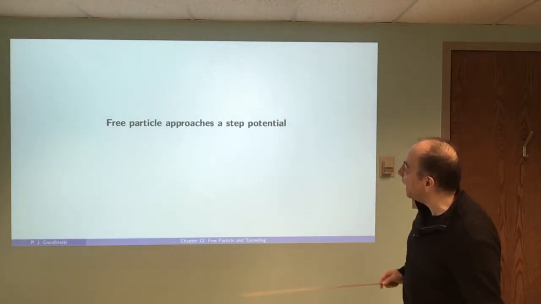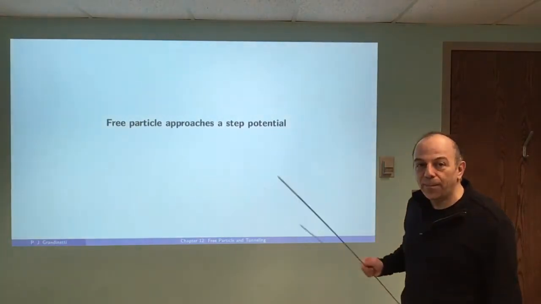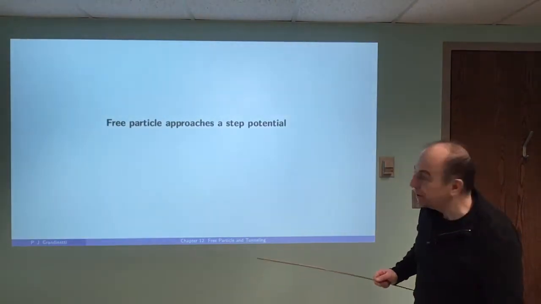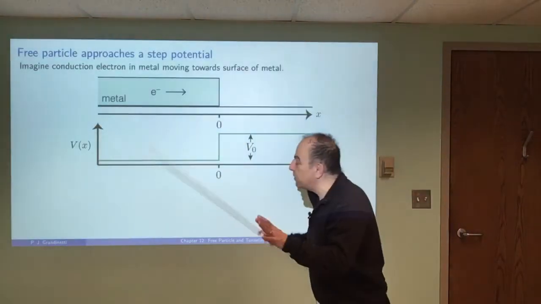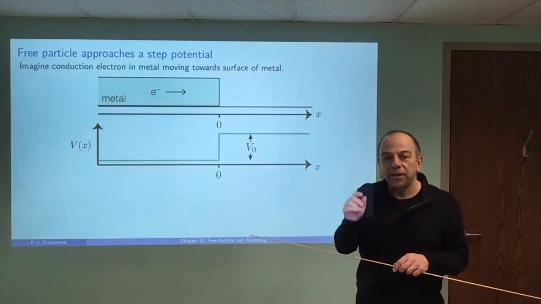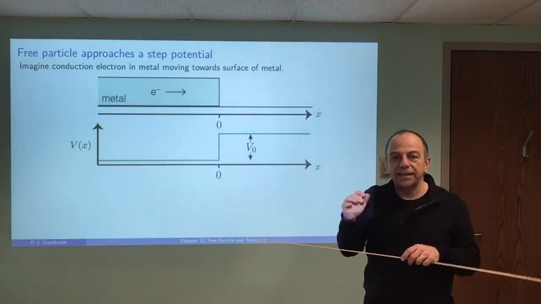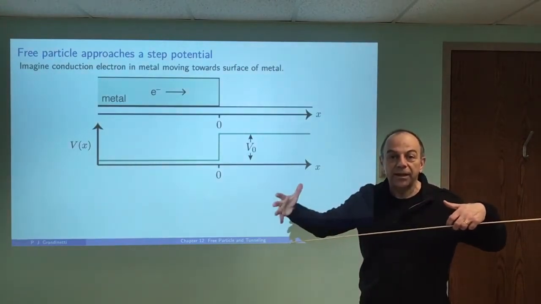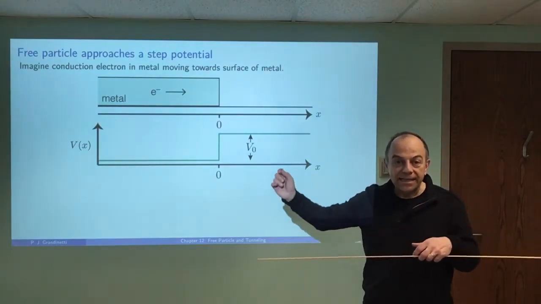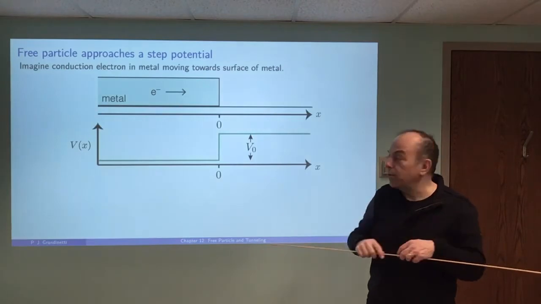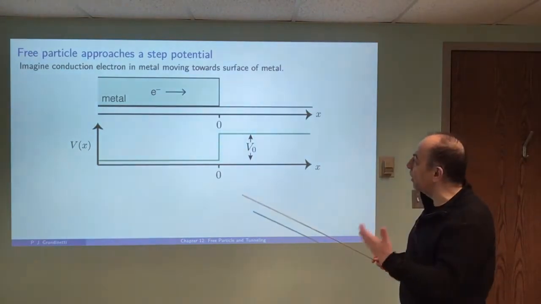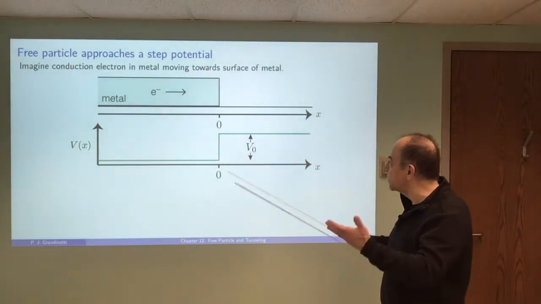Okay, so what we're going to look at is what happens when a free particle approaches something called a step potential. Imagine that when you have a metal, there are electrons in the outer shell of all the atoms that become freed up in this metal lattice. And these electrons can move freely throughout the metal.